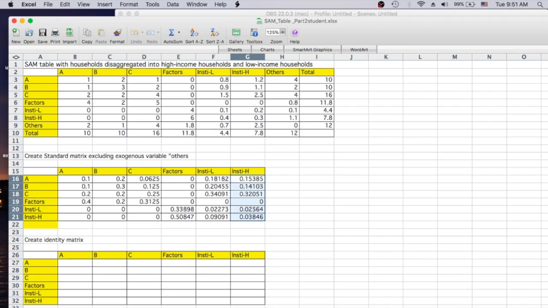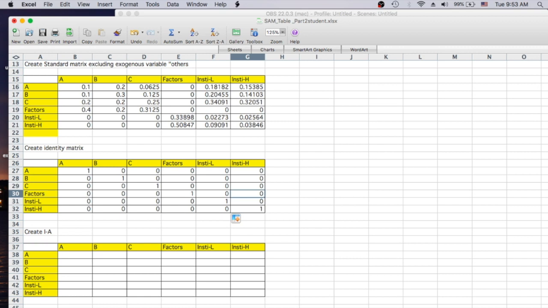Once you finish creating the standardized matrix, excluding the exogenous variable others, we can move on to the following step, which is to create the identity matrix. So you can pause the video and do it right now. Once you finish the identity matrix, which will look like this, you can go ahead and find out the I minus A matrix. Remember, this is a matrix calculation. You have to press Control Shift Enter at the same time. Please pause the video and work on I minus A.